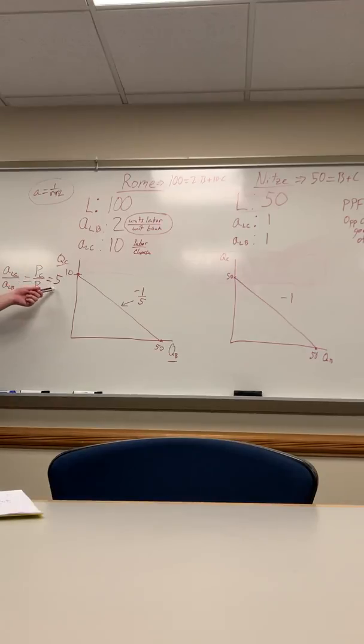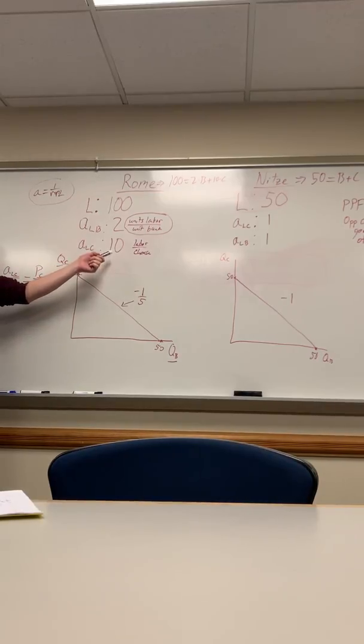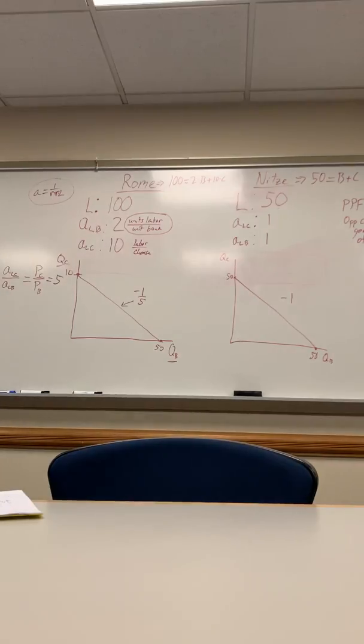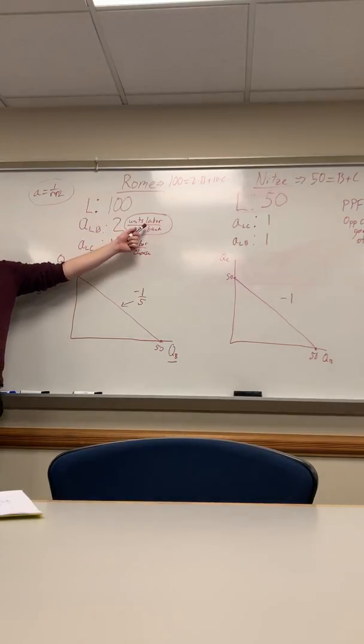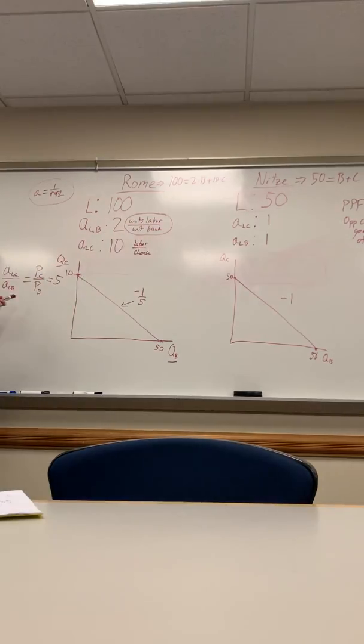So what we're saying here is that cheese is 5 times more expensive than bread in this economy. That should make sense because cheese is 5 times more difficult to make. It takes 5 times the amount of labor to make 1 unit of cheese as it does to make 1 unit of bread. Does that make sense? So just to reiterate, your A ratio is equal to your price ratio. But again, it's units of input per output. Input per output equals the price ratio.